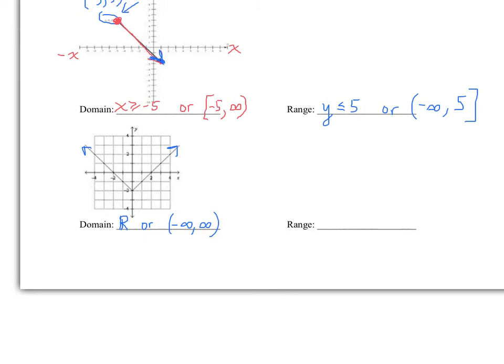Now the range, the possible y values, it looks like it bottoms out right here at -2. That's the smallest value it takes on. And then it goes up from there. So again, since range corresponds to y, we're going to use the variable y is greater than or equal to -2. That's one way you could write it. Or, if you like interval notation, it's taking on all values from -2 to infinity. Okay? Let's move on to our next page.